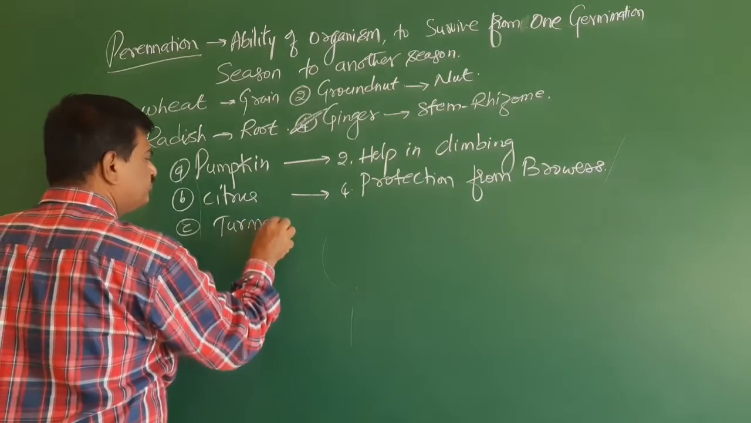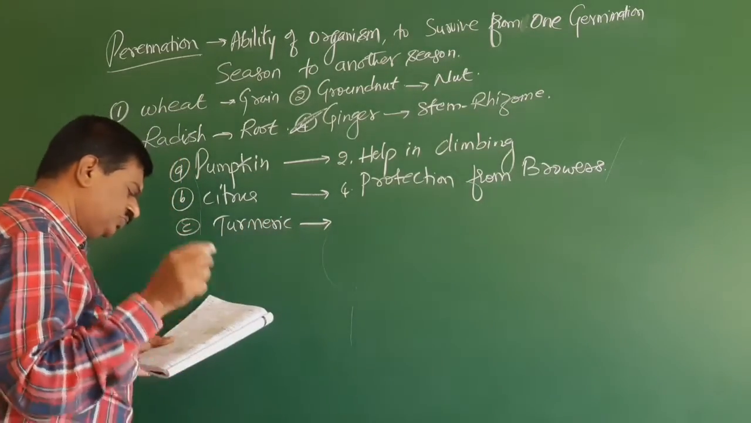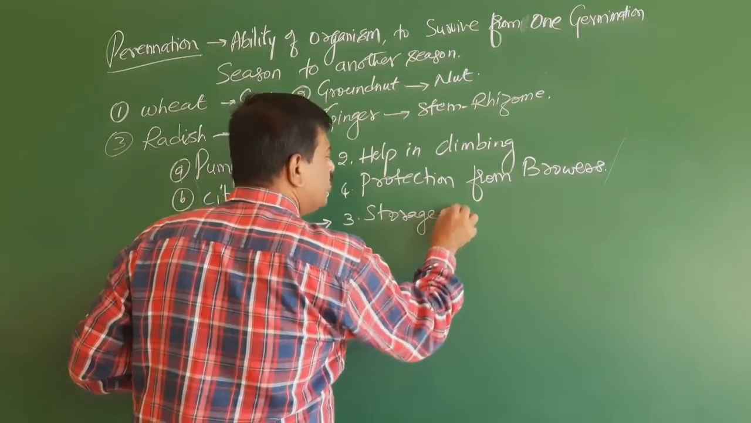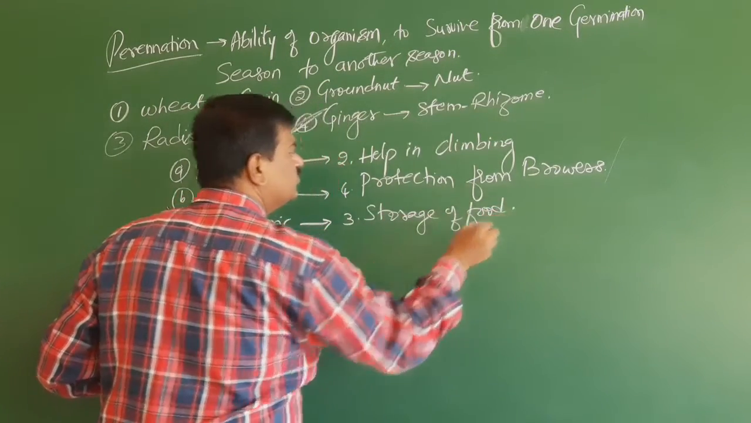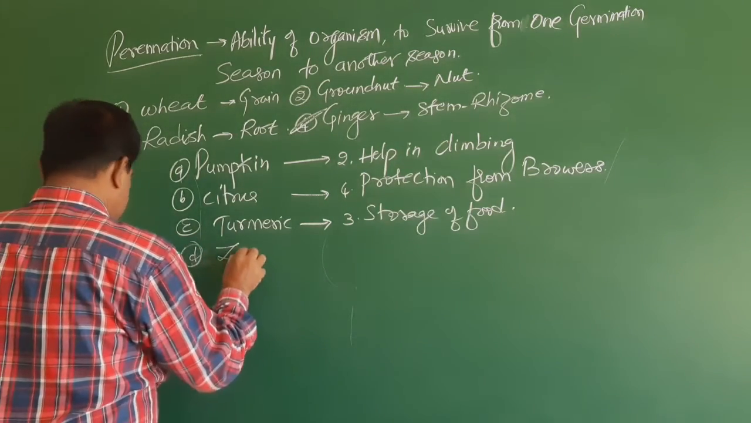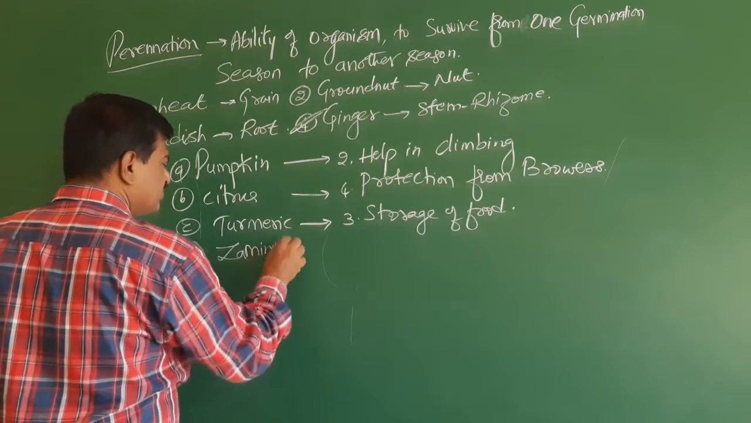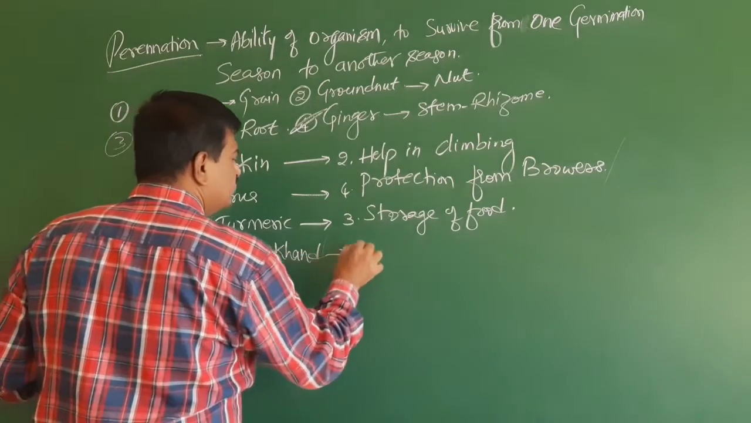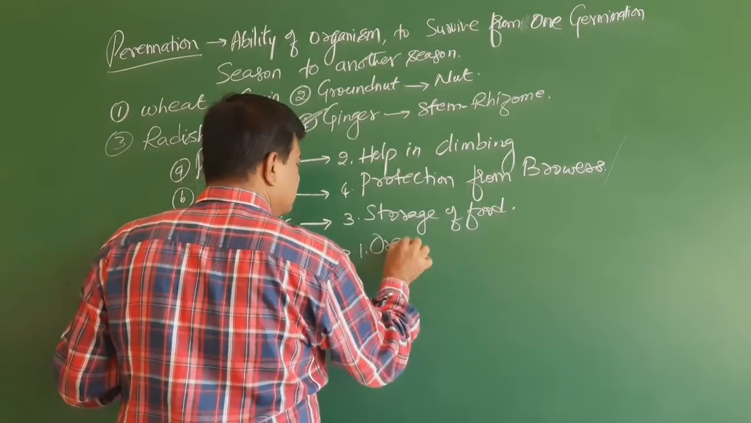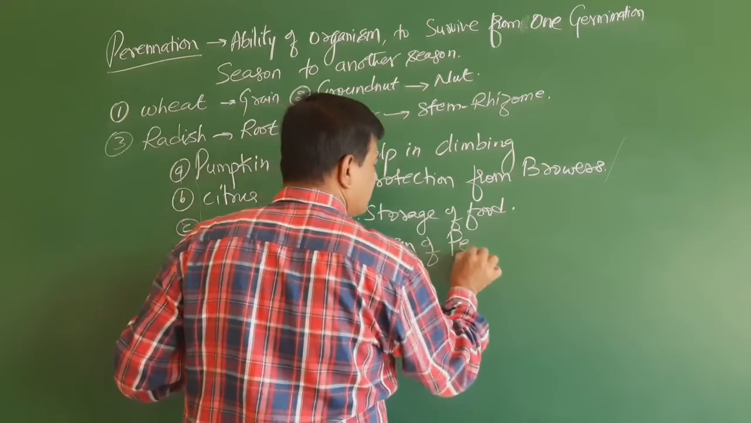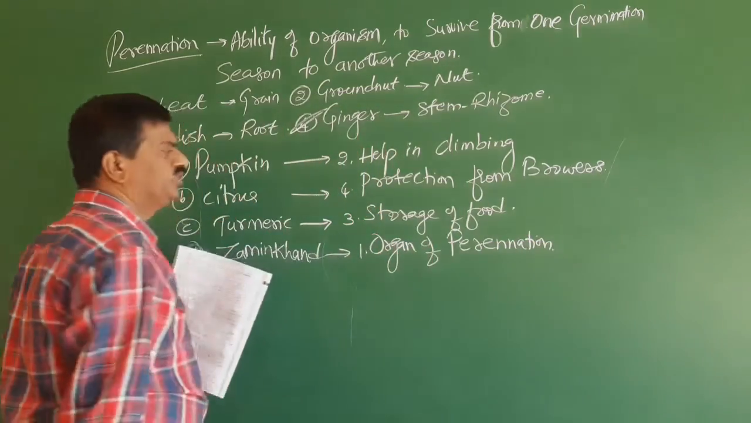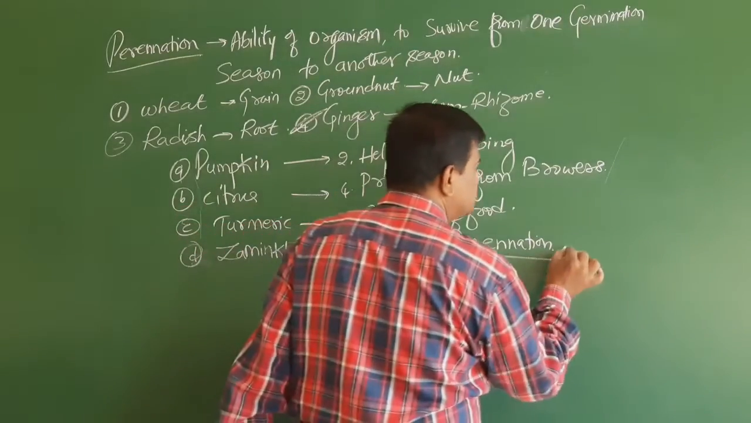Third option turmeric. So turmeric, the right option is storage of food. And in the fourth one, jamaican. So here the right option is organ of perination. Already have mentioned what is perination.